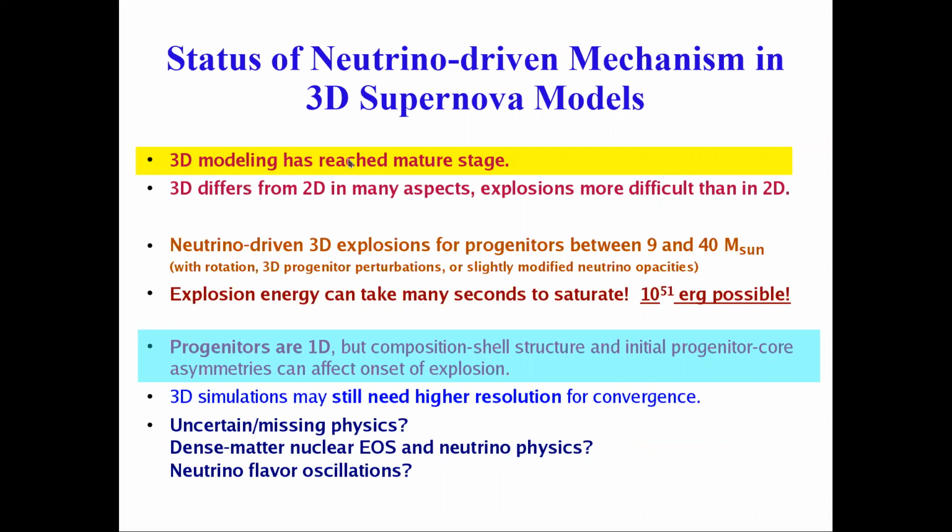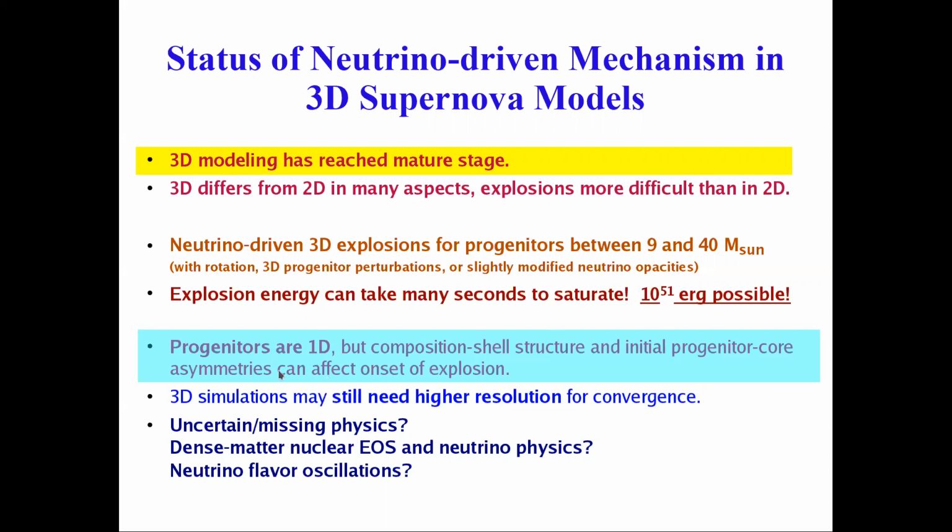This is a summary slide now, the status of three-dimensional modeling summarized. So three-dimensional supernova models are successful. They have become mature. In 2D, there are a lot of differences compared to 3D. So you should not believe two-dimensional simulations in the quantitative details. Neutrino-driven explosions in 3D work for a large variety of progenitors, and now we have even achieved to run some models long enough to see the energy saturation for the final explosion energy.